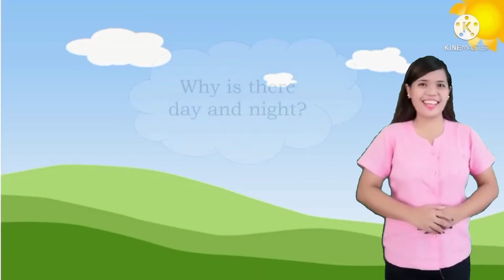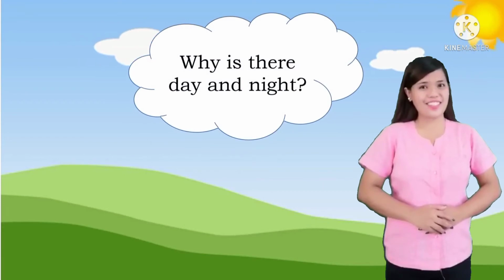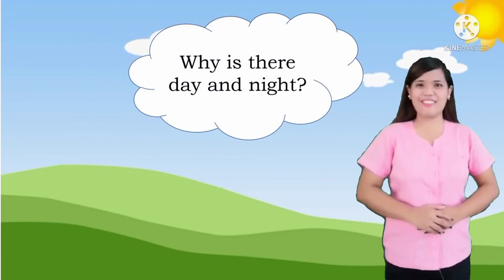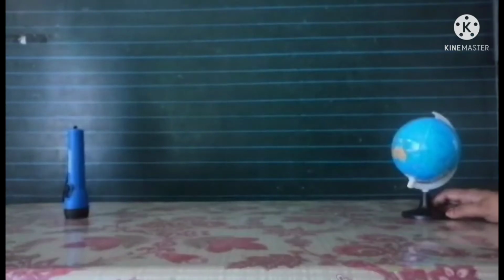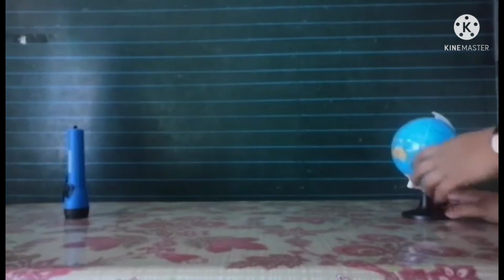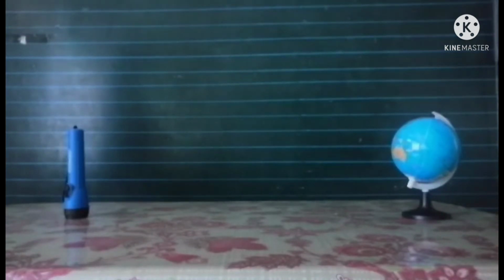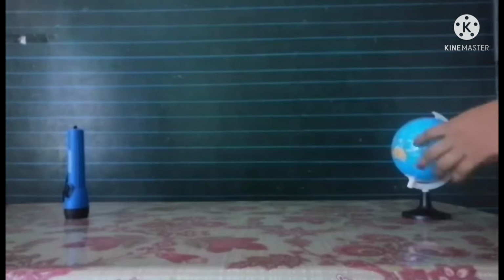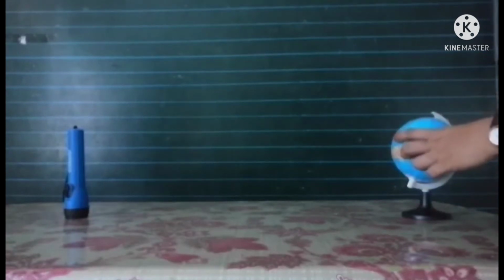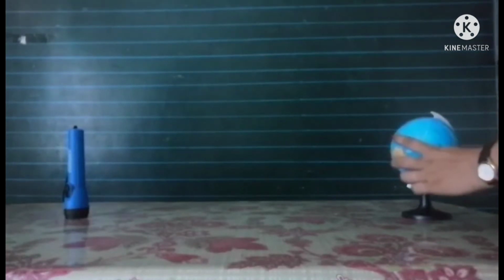Why is there day and night? Let us answer that question by doing this activity. Activity number 1. For this activity, we will be needing a globe or a ball, a flashlight, and a marker. Get a globe or ball and a big flashlight. Place the globe or ball on the table and mark off the Philippines with a marker. So the Philippines is located here.